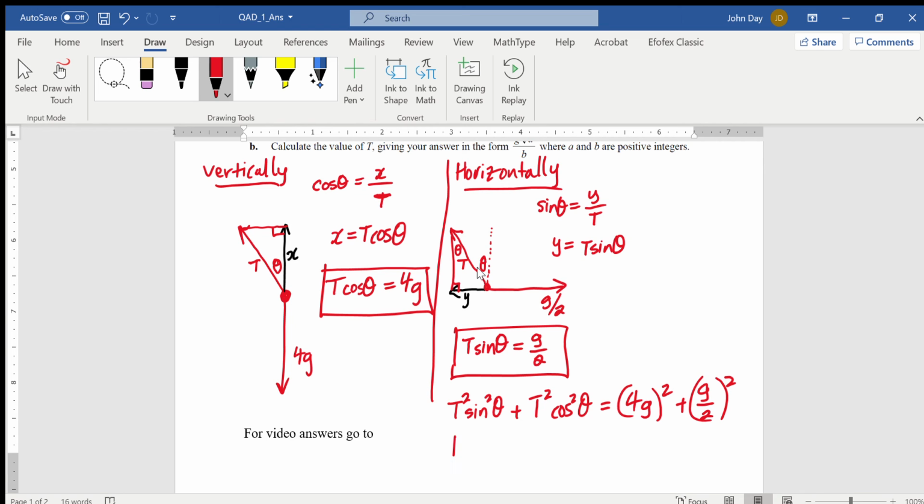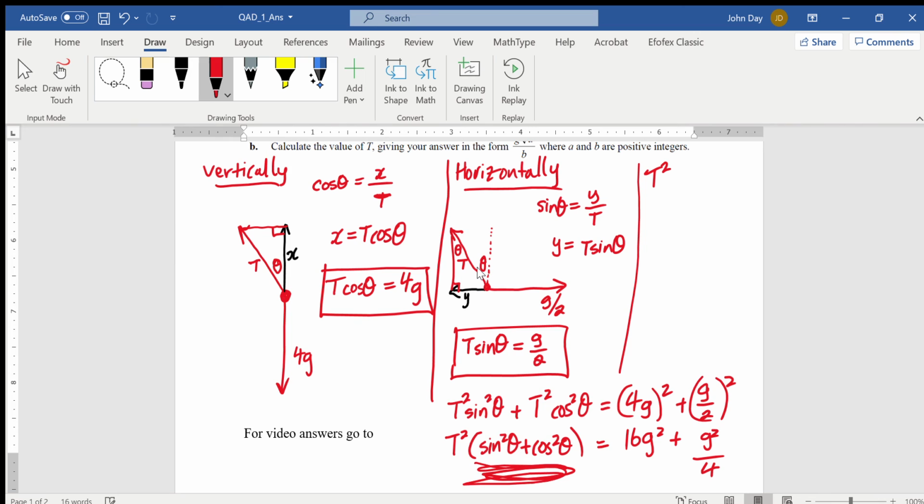Now, why is that good? Because we know what sine squared theta plus cos squared theta is. Indeed, it's 1, isn't it? 16g squared plus g squared on 4. All right, we'll come up here with this. T squared times 1 for sine squared plus cos squared equals 64g squared on 4 plus g squared on 4. So t squared is equal to 65g squared on 4.